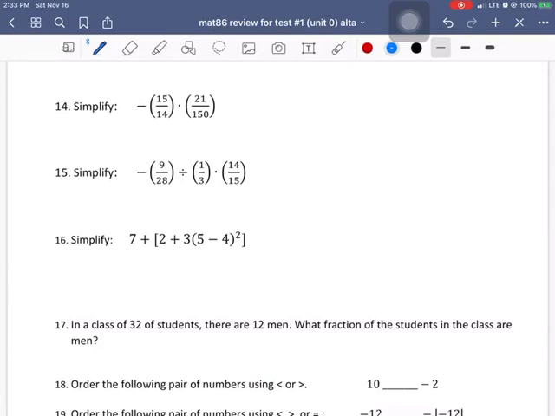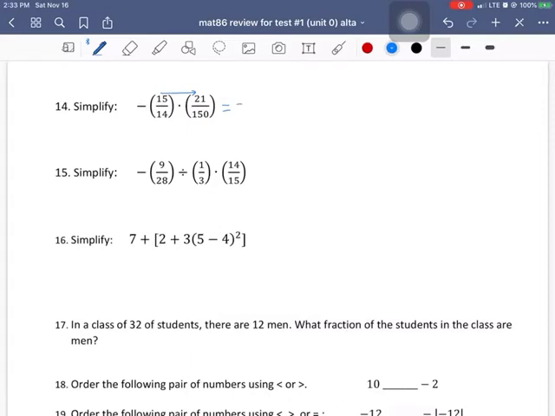Okay, review for test 1, unit 0, page 2. Let's multiply some fractions. All right, there's a couple ways you can go with this. Some people, the basic idea is to multiply across the numerators.